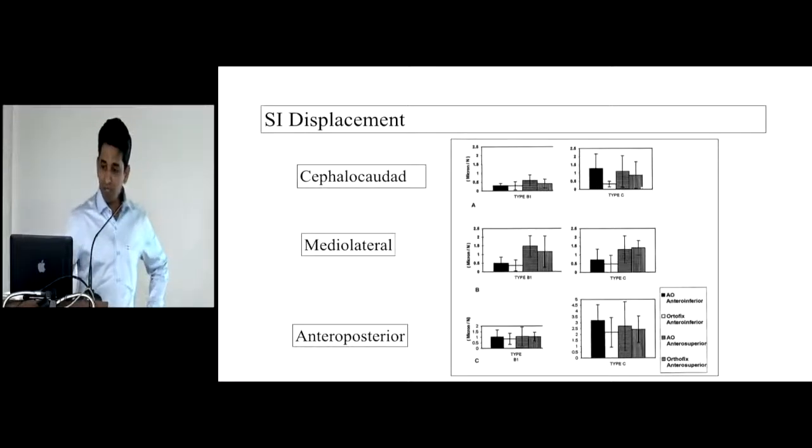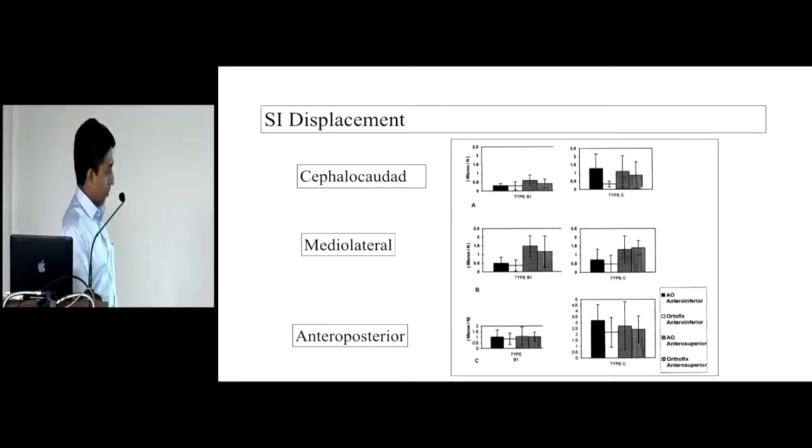Again, for SI displacement, the supraacetabular fixator again has given good strength in all kinds of things, except the cephalocaudal, where again it is almost the same.